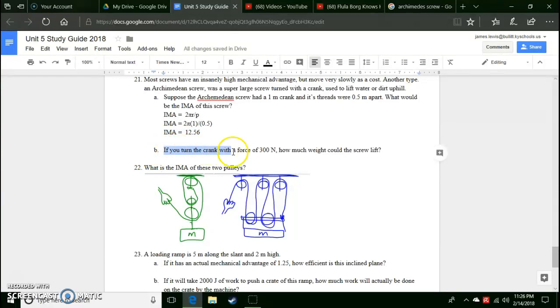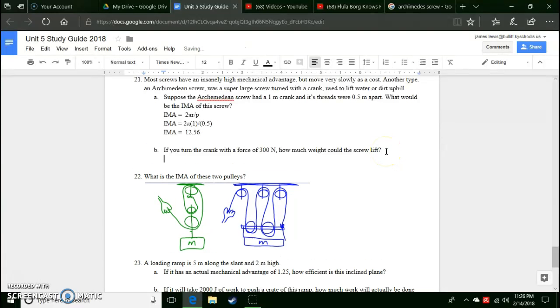So if you turn the crank, you are the input. The machine is amplifying your force. So if you understand the concept, you really don't even need the equation for this. You can just know that this 300 newtons is going to get multiplied by the mechanical advantage of the machine. That's the whole idea of a machine.